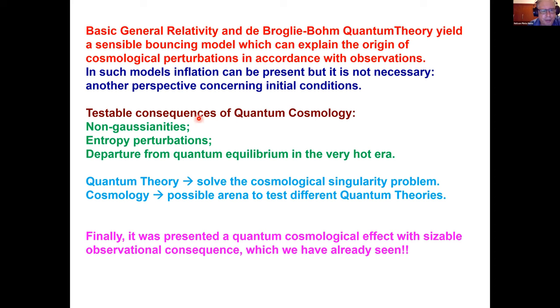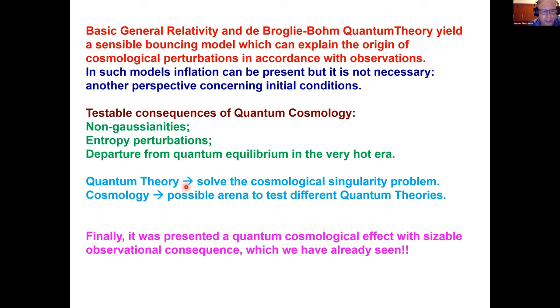There are testable consequences of quantum cosmology, which we are searching for. And this can happen through the so-called non-Gaussianities and entropy perturbations, situations in cosmology where you have a departure from quantum equilibrium, and the probabilities in the de Broglie-Bohm theory are not exactly psi squared. And this may happen in the early universe and it may be testable.